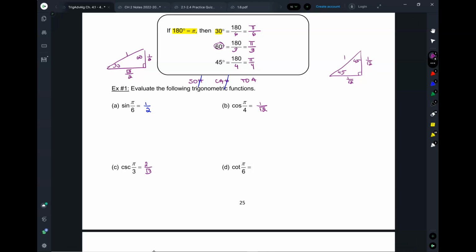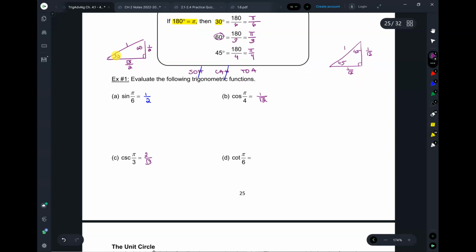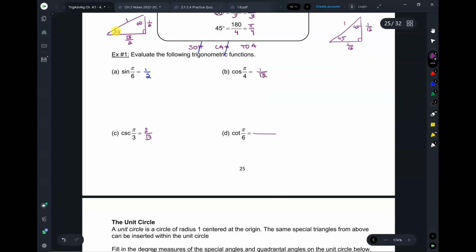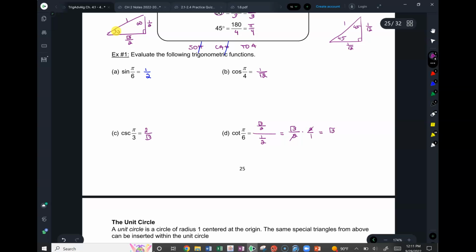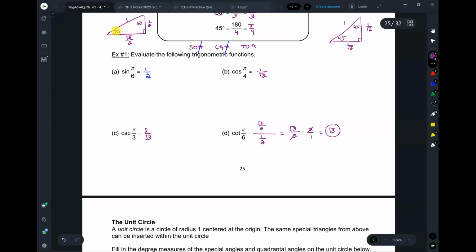Cotangent of pi over 6. That's the 30 degrees. Cotangent is adjacent over opposite, right? So that's going to be root 3 over 2 over 1/2. So this is root 3 over 2 times 2 over 1, which is just root 3. Okay?